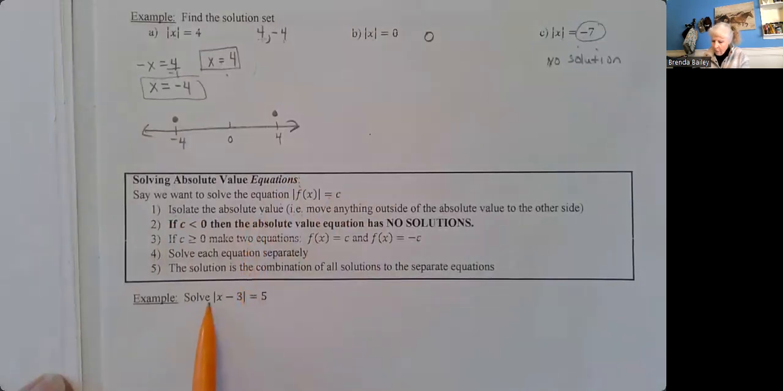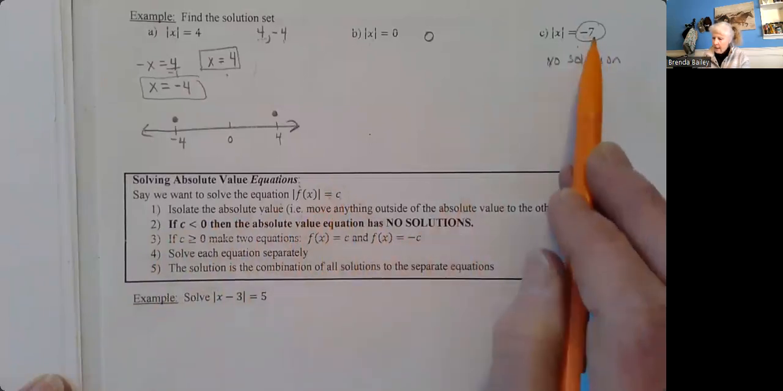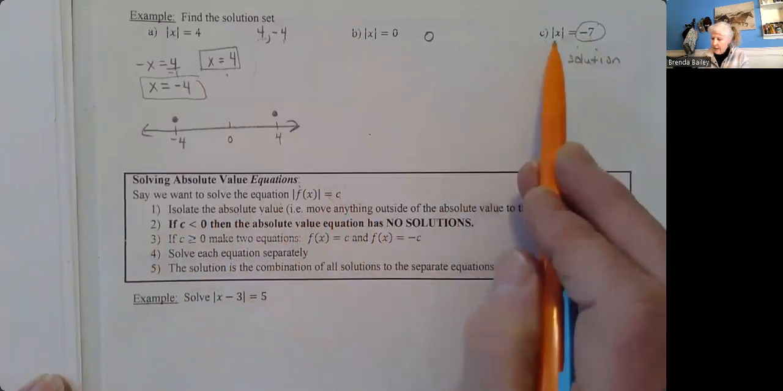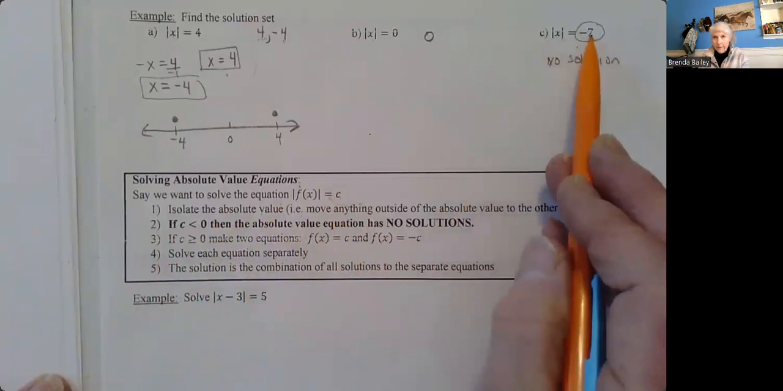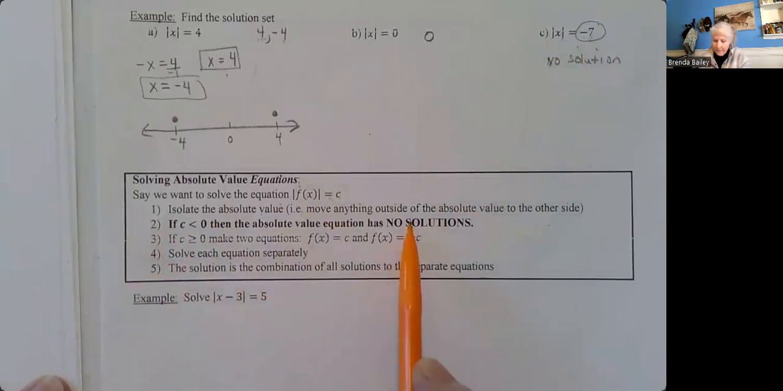So if you have anything over here outside of the absolute value, you need to move it over to the other side. And in this case, we don't. So we do not have step one, but we'll do some examples where we do. Now, number two, if C is less than 0, so that if this number here, this is what this number 2 means. If this number is a negative, then it's no solution. So again, if it equals a negative, once this is by itself, if this is a negative, it's no solution. That's number 2. Save you a lot of time if you could recognize that.